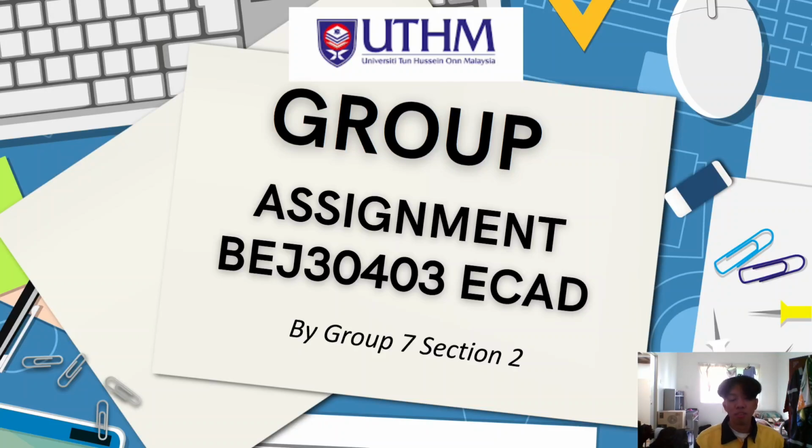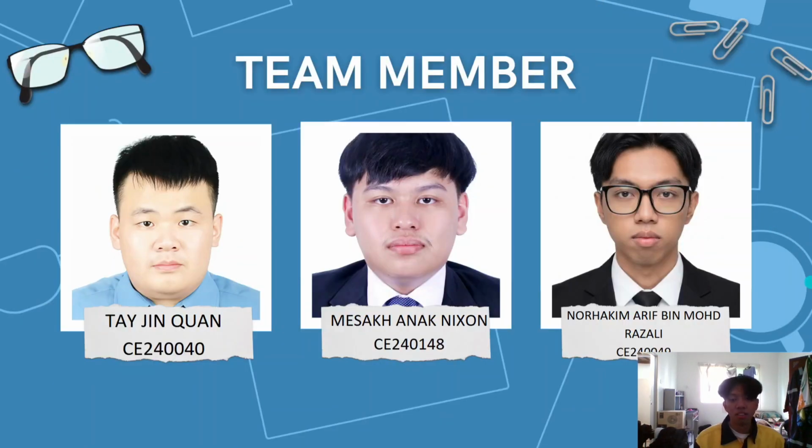So I want to present about our group assignment ECAT by Group 7 Section 2. So this is our team member. Our first member is Tay Jing Guan. His matric number is CE24004T. Second member is Mesa Ana Nixon, CE240148. And myself is Nur Hakim Arif bin Muhammad Azali. My matric number is CE240049.